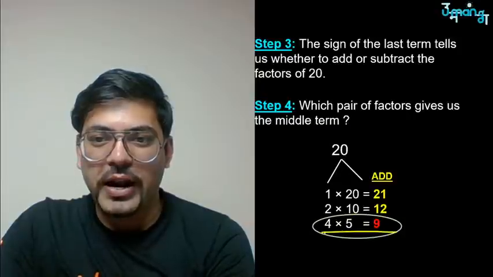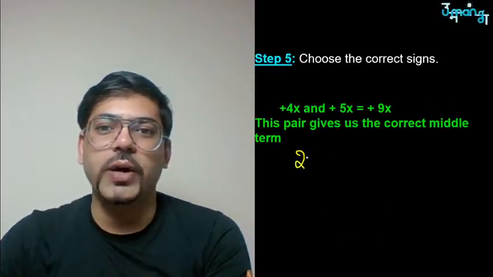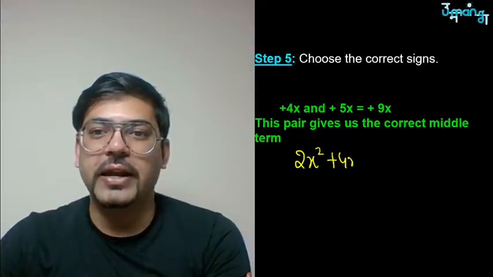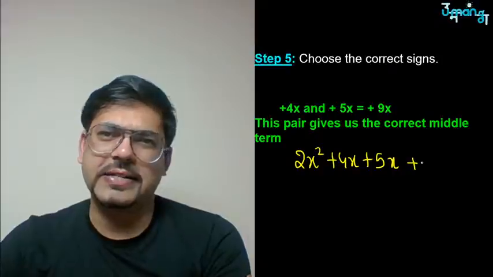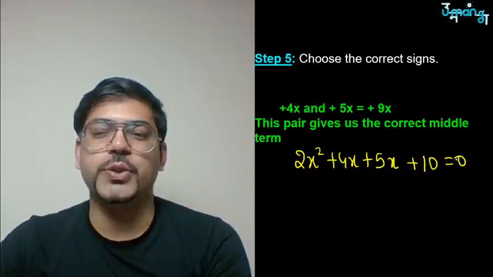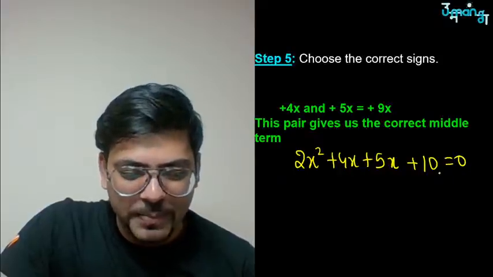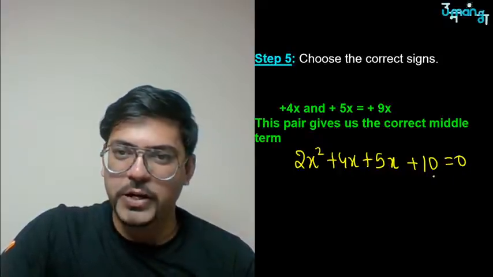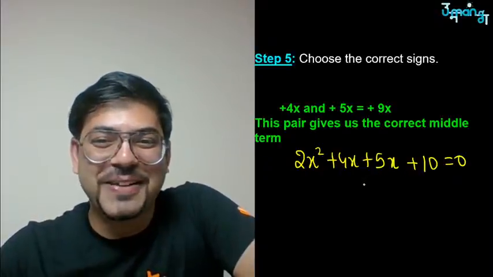Just tell me. 4 and 5 will give you 9, and hence you can simply write here 2x square plus 4x plus 5x, and then plus 10 equals to 0. Will you be able to find the 0? Come on, tell me. Quickly tell me, will you be able to find the 0? Yes, -2 and -5 by 2. Students are even giving the answers as well. That's great, man. Pretty good.